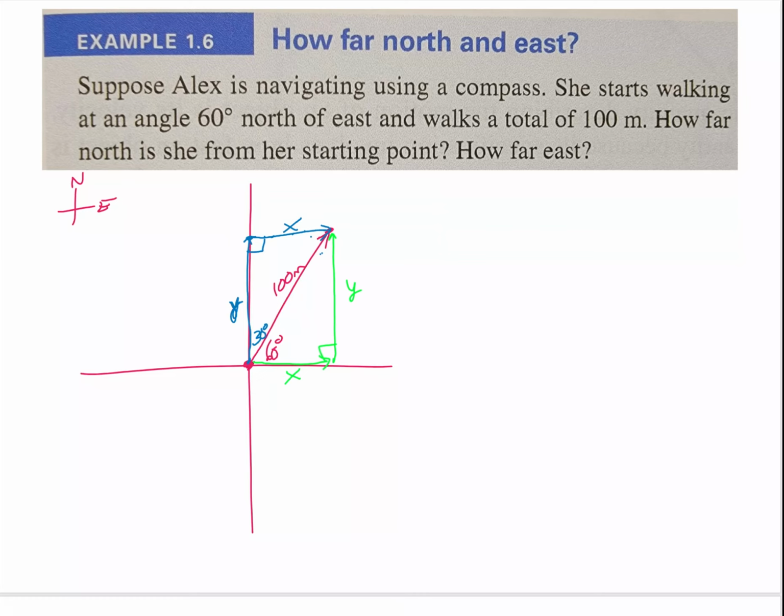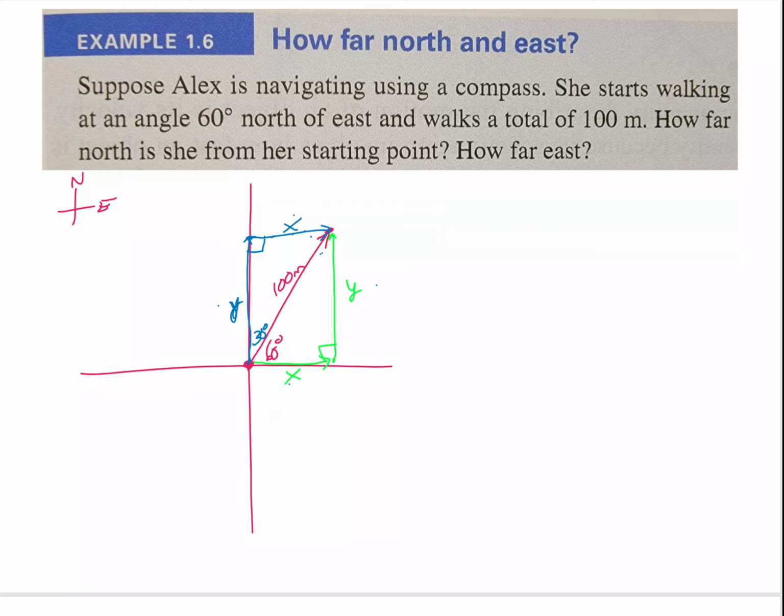We're still going to get the same thing because what I've created is a rectangle. This x is the same as this x, and this y is the same as this y. All right? Now let's see if we can solve it. We know the hypotenuse is 100 meters. We can solve for x first.